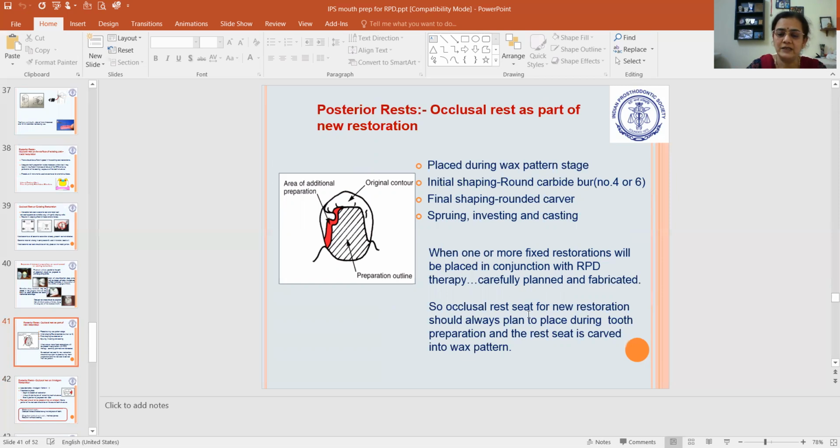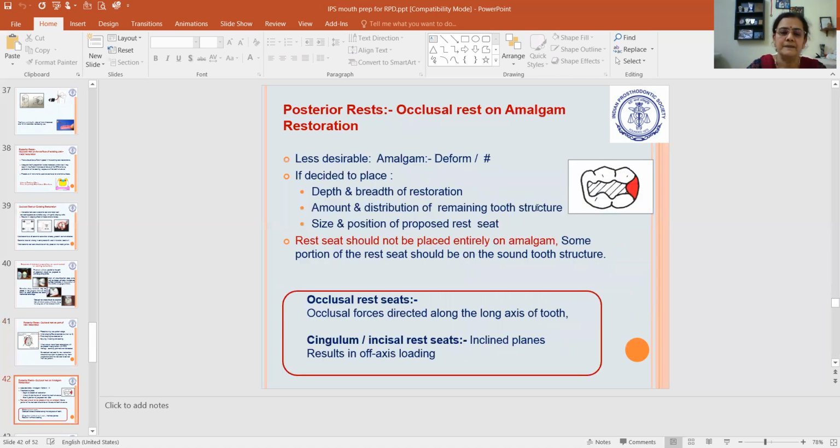The occlusal rest for a new restoration should always be planned and prepared during tooth preparation, and the rest is carved in the wax pattern, as we can see in this diagram. So it has to be placed during the wax pattern stage. The initial shaping is done by a round carbide bur, number 4 or 6, and the final shaping is done by a rounded carver. After that, the regular spruing, investing and casting procedures are carried out.